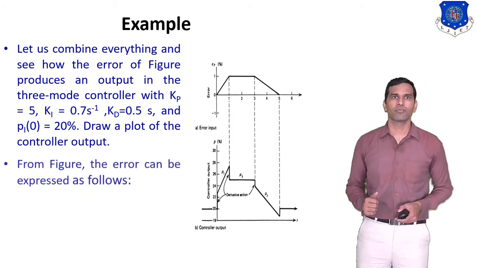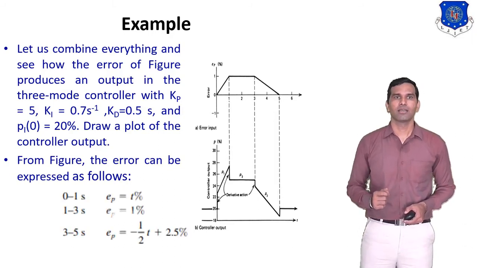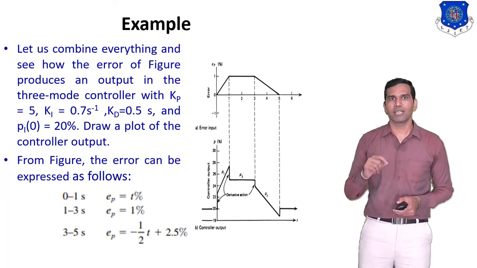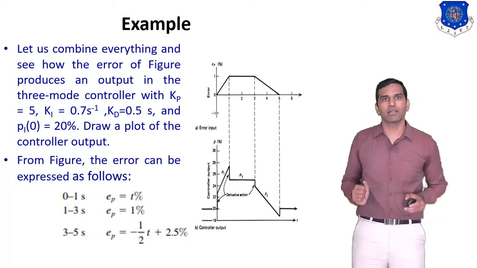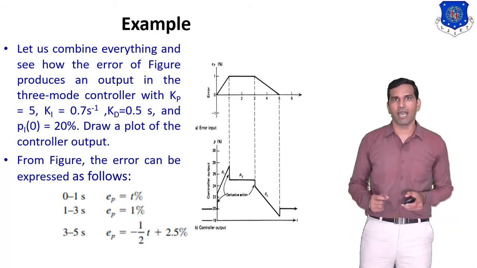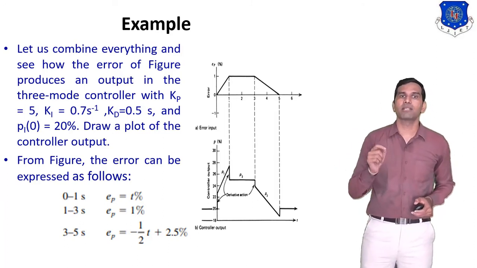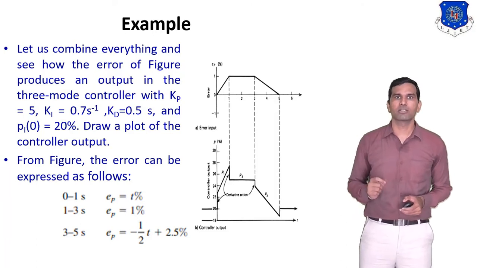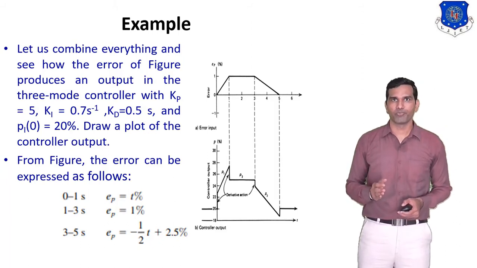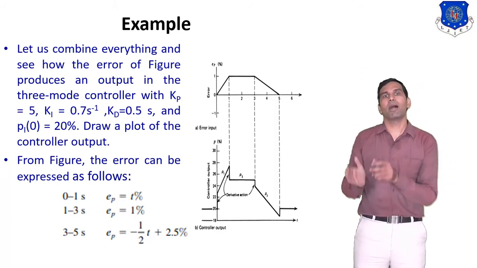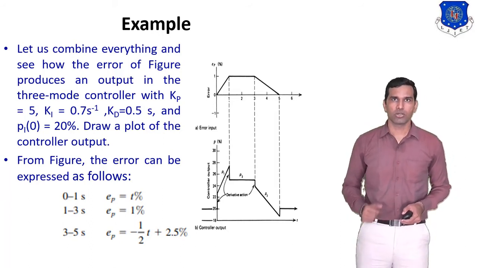So now we start. From the figure, the error can be expressed as follows: from 0 to 1 second, Ep equals t percent; from 1 to 3 seconds, Ep equals 1%; and from 3 to 5 seconds, Ep equals minus 1/2 t plus 2.5%. This is given. So we divide the operation into three parts: 0 to 1 second, 1 to 3 seconds, and 3 to 5 seconds. Now we start the procedure.